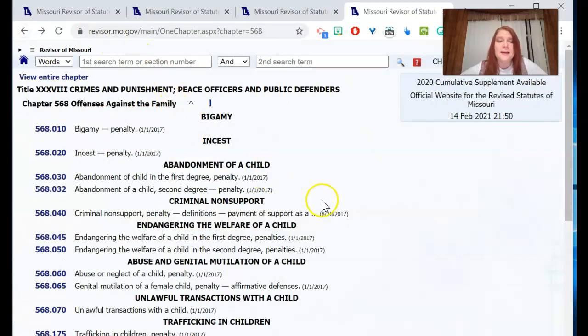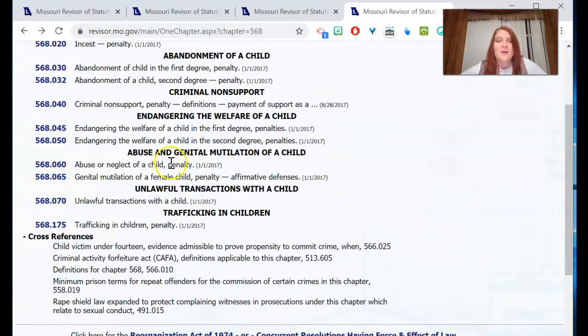So, yeah, that's that. So all kinds of different things here. Trafficking is under here. Endangering the welfare of a child.